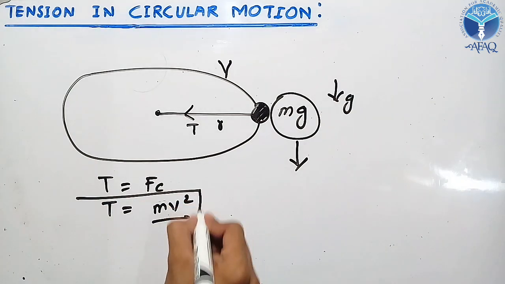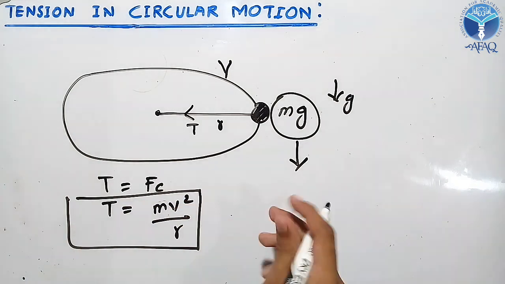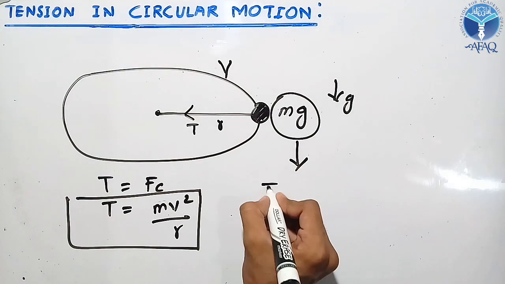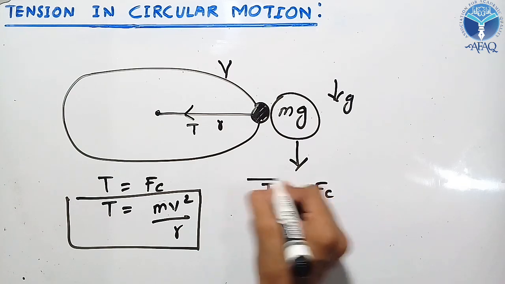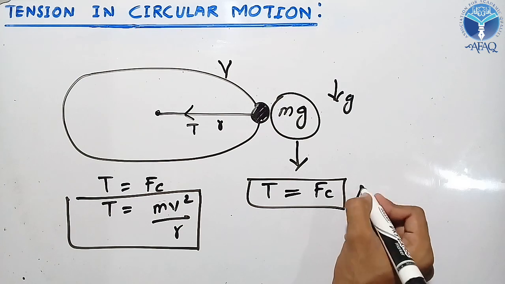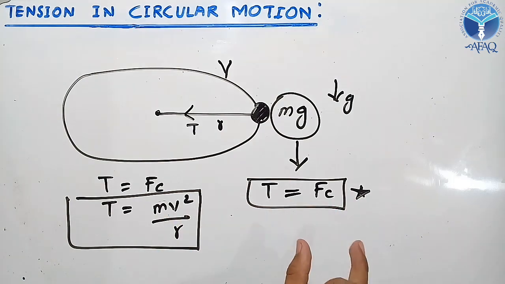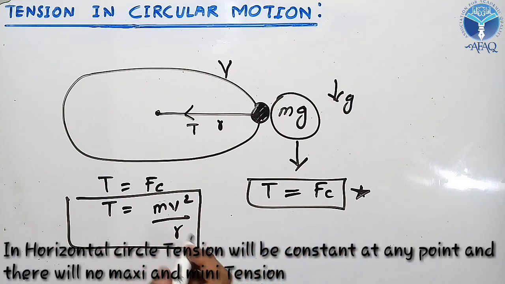That is one of the most important results I got. We can write here that the tension in a horizontal circle will always be equal to the centripetal force. Wow, that's one of the most important results. I will label it with a star because this one is important for the MCQs. I prefer it for MDCAT because in that case you will have somewhat easier MCQs compared to the ETEA.